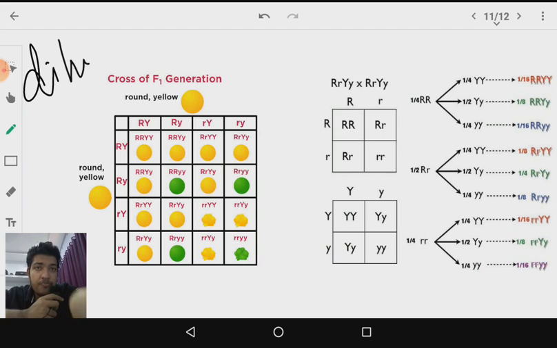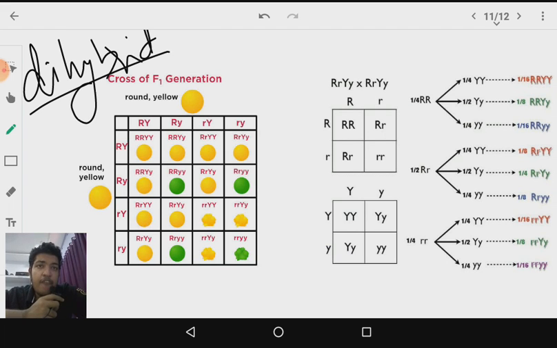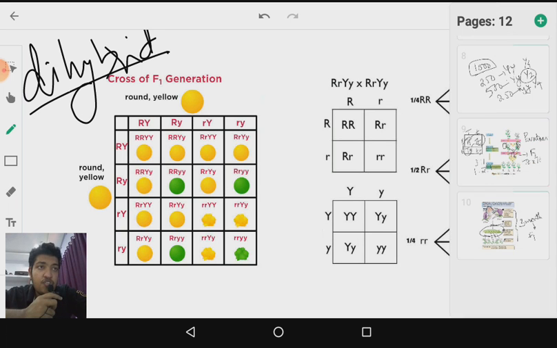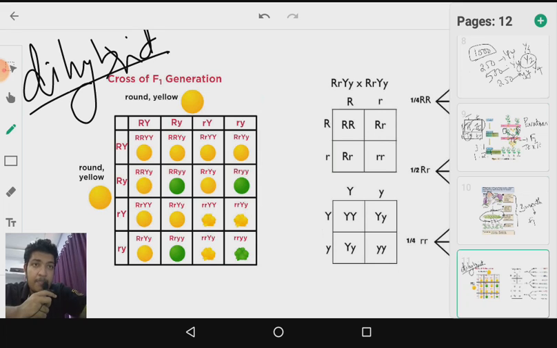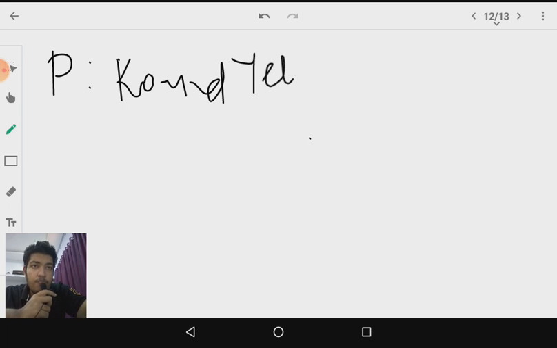Now let us talk about the next cross, which is the dihybrid cross. Here I have taken an example: round yellow seeds with wrinkled green seeds. This is a cross which I am going to do. I will take the cross one by one, step by step. First is the parental generation, in which we take round yellow and wrinkled green.